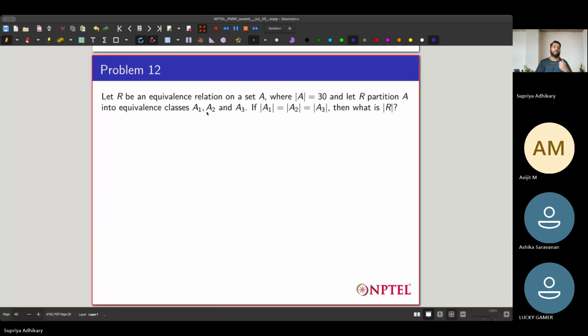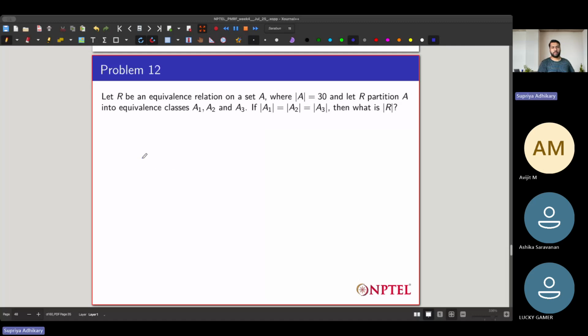Okay. So now we are given R, an equivalence relation on a set A, and the cardinality of A is 30. Now let R partition A into three equivalence classes. So there are three equivalence classes, A1 to A3. And if the cardinalities of A1 to A3 are the same, then what is the value of the cardinality of R?